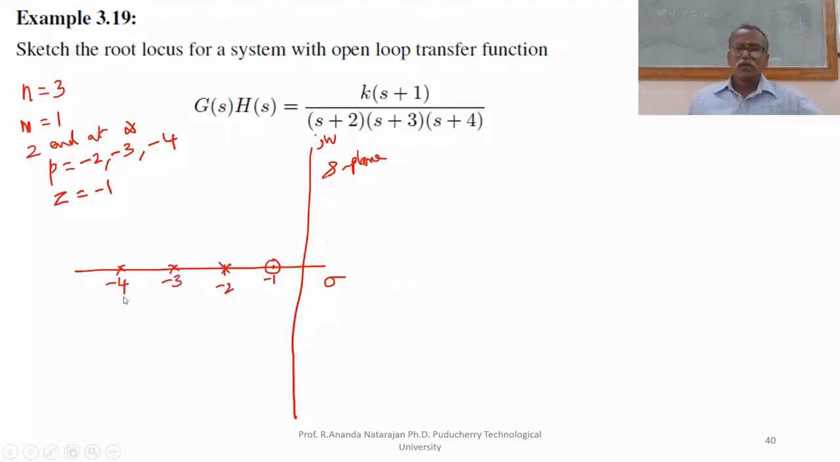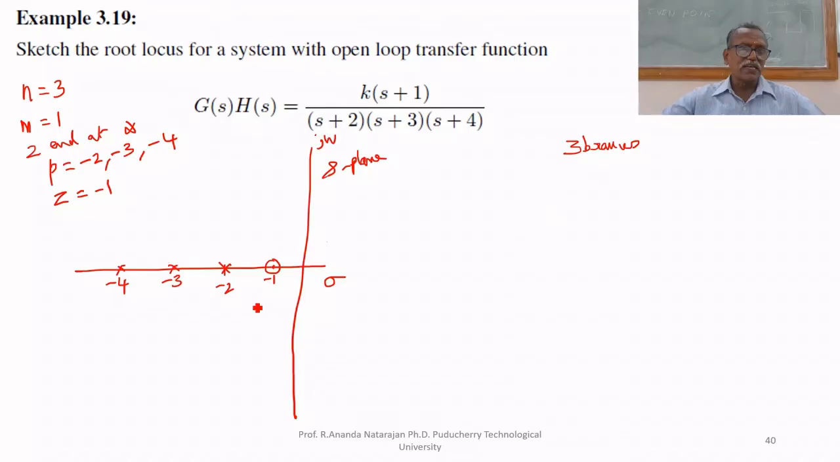What does the first rule say? How many root locus branches? 3 branches, because 3 open loop poles are there, therefore 3 branches. Second rule says, one root locus branch will end at 0, another 2 will end at infinity. Then third rule says, what is the third rule?